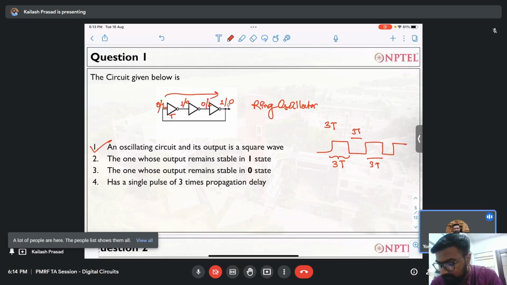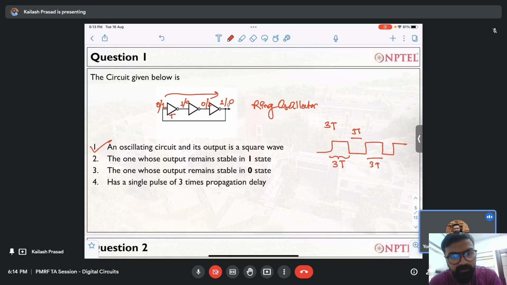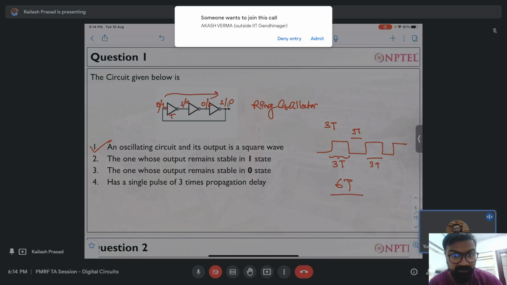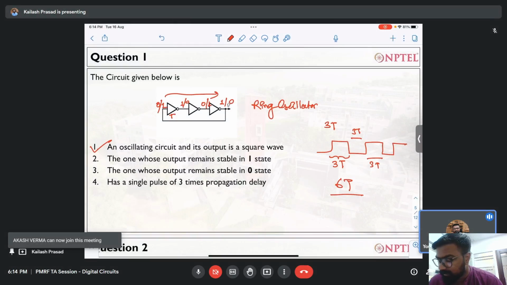How much time will it take? It will take 3t time, right? So zero will remain zero for 3t time, and one will remain one for 3t time, right? So the time period is not 3t, the time period is actually 6t. So each of these inverter delays you can take as unit time, and on the basis of that you can calculate. I was saying that 3t will be the time till the 0 remains 0 or 1 remains 1. Is that clear?